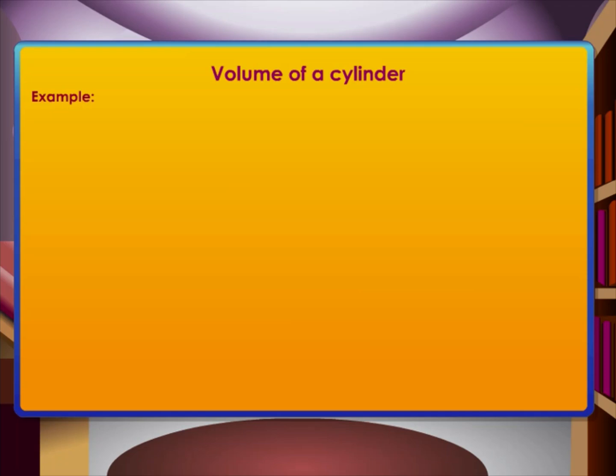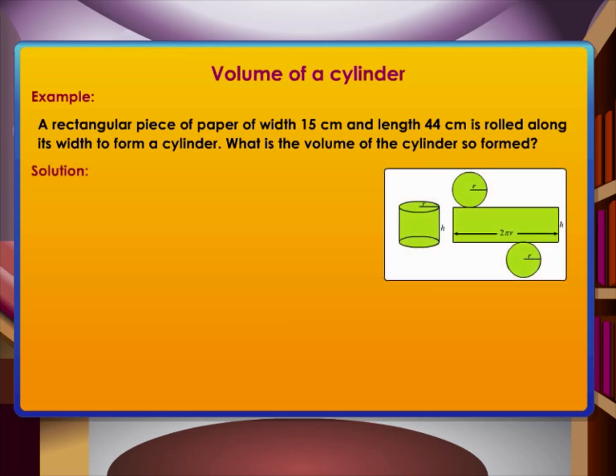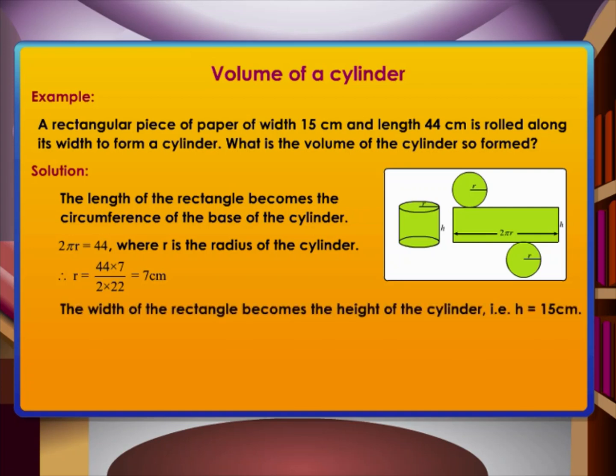Now consider an example. A rectangular piece of paper of width 15 centimeters and length 44 centimeters is rolled along its width to form a cylinder. What's the volume of the cylinder so formed? The length of the rectangle becomes the circumference of the base of the cylinder. 2 pi r is equal to 44, where r is the radius of the circle. To find r, substitute the value of pi and simplify. We get the radius of the cylinder is equal to 7 centimeters. The width of the rectangle becomes the height of the cylinder, that is, h is equal to 15 centimeters.